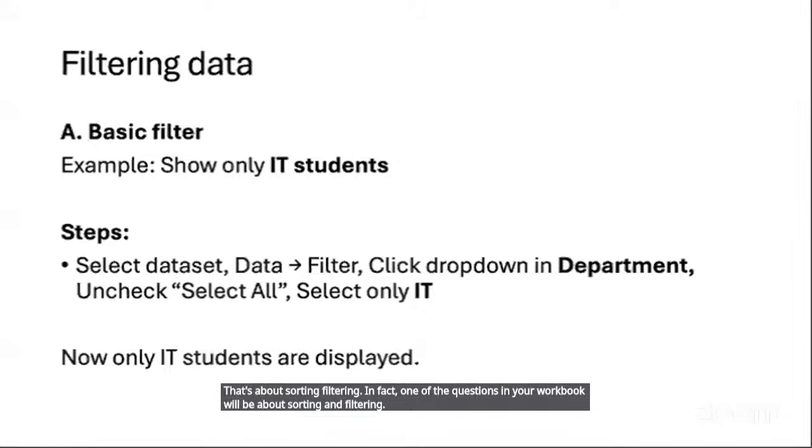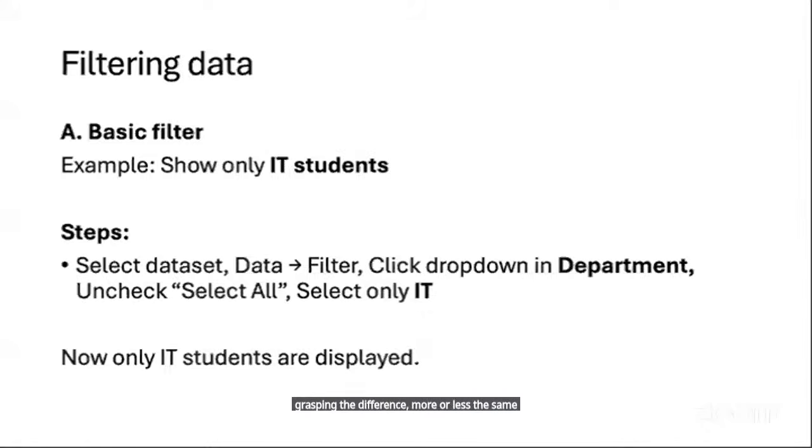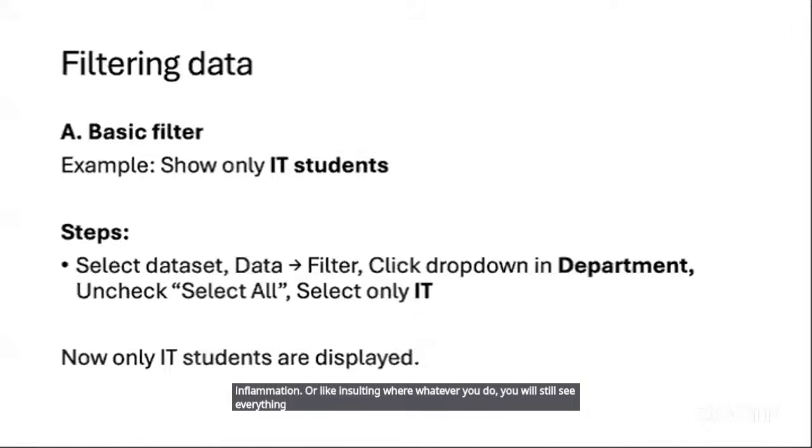Grasping the difference. More or less the same, but there's a little difference. Now, filtering, you're interested in a particular information. Unlike sorting, where whatever you do, you will still see everything, but in a particular order. But in filtering, you might end up not seeing everything. You just need some particular information.